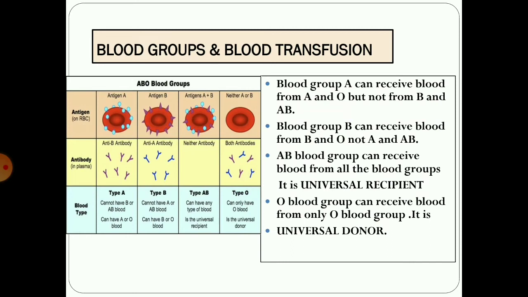Why? Because it has no antibodies. And O group can receive blood only from O, because it has both the antibodies but no antigens. That is why it is called a universal donor, and AB is known as the universal recipient.